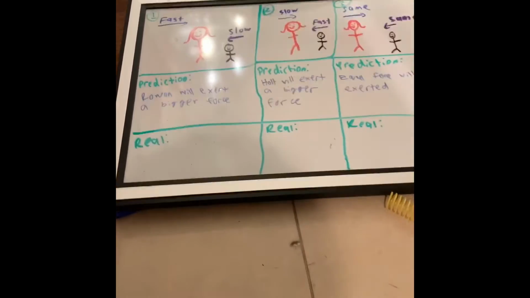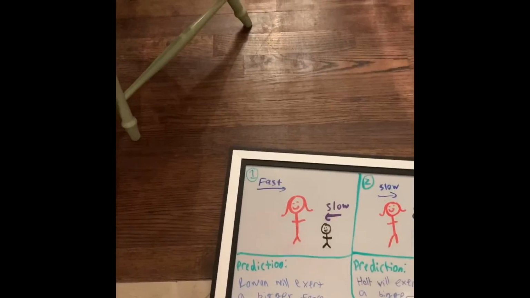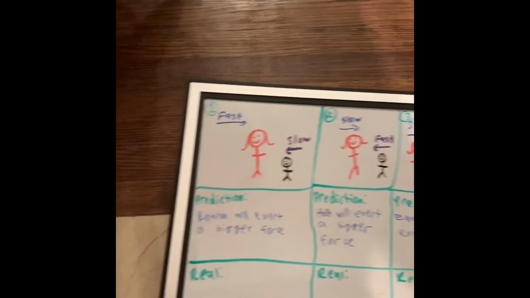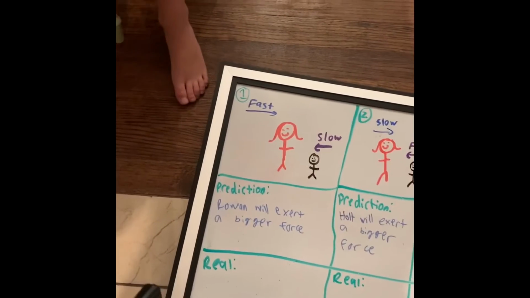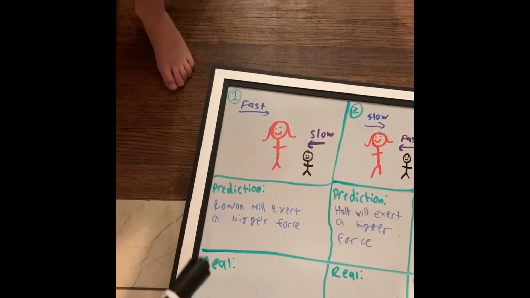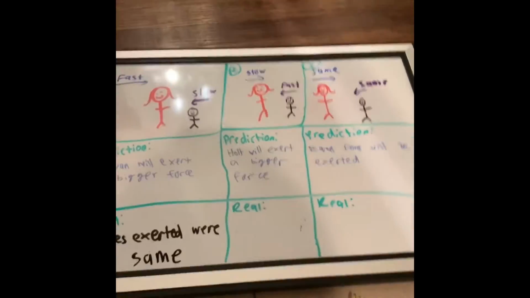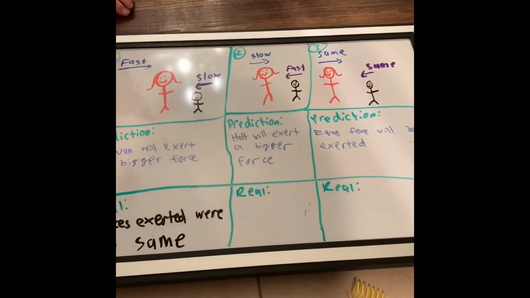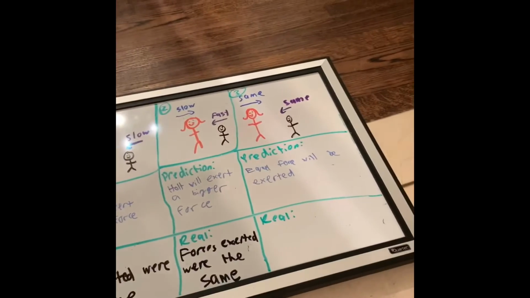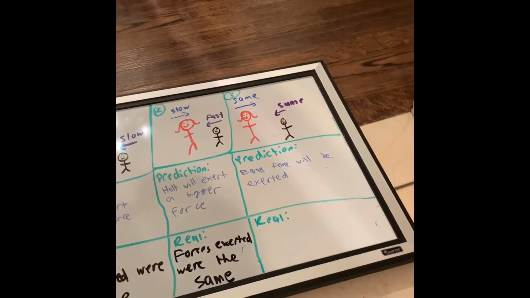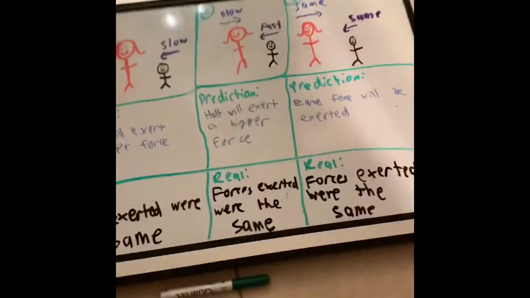Okay, so now we watched the slow motion videos and Holt is going to tell us what we saw. So, Holty, for the first scenario, what did the springs look like? Same. Good. I'm going to write that down. And for the second scenario, what were the springs like? Same. Good. And for the third scenario, what were the springs like? Same. Good.